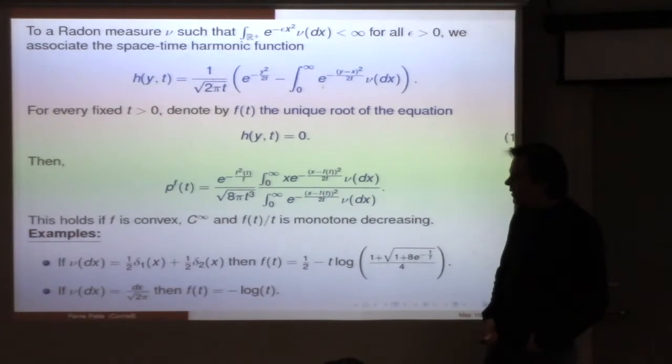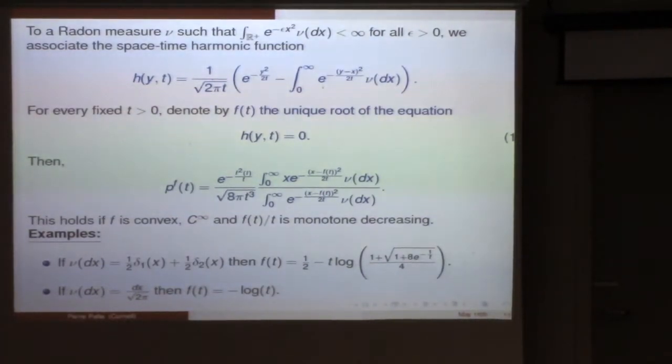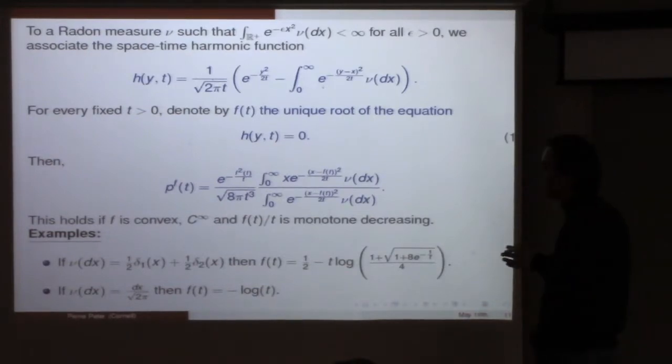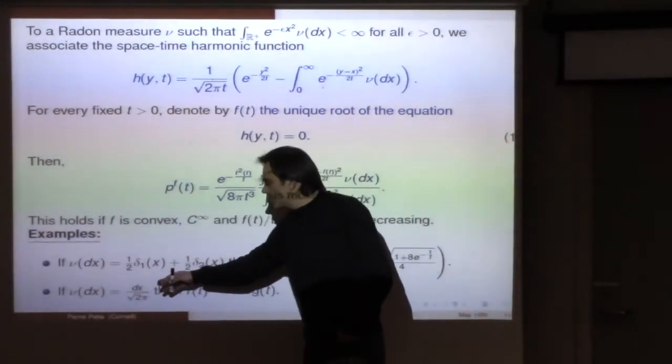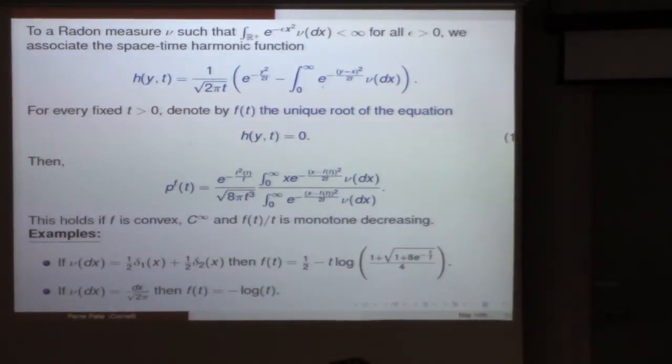Then you can consider for this measure mu a measure which is absolutely continuous with respect to the Lebesgue measure, and you will obtain the curve log t. Okay. So once again, by playing with this type of measure, you can obtain some examples of curves for which we have an explicit representation for the density.